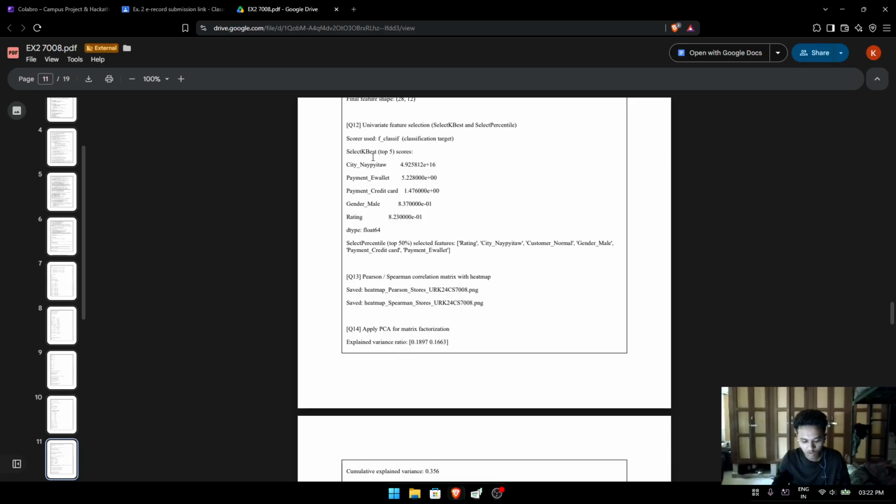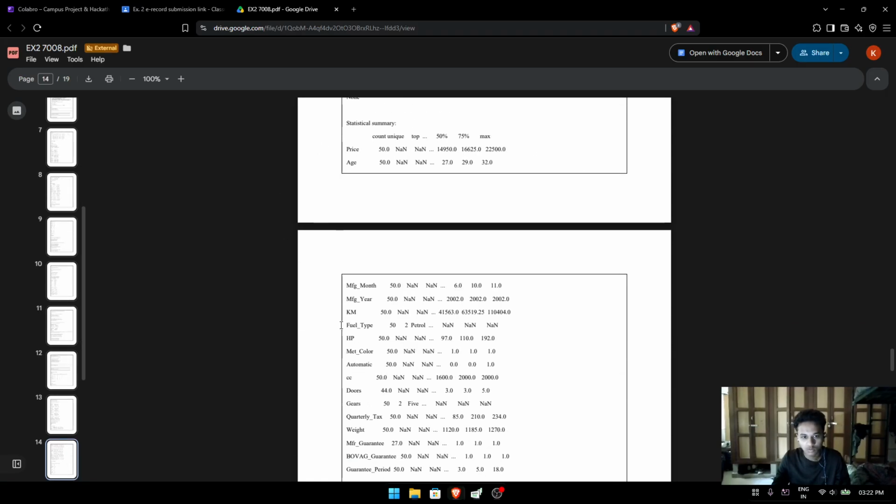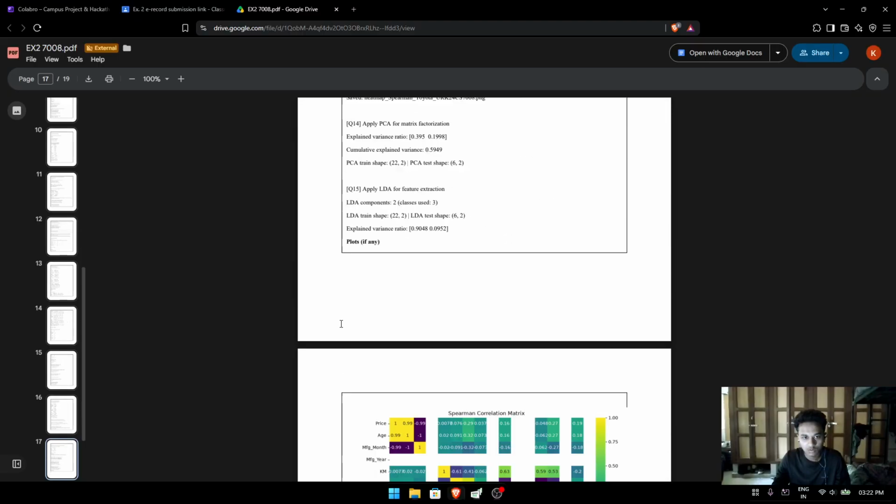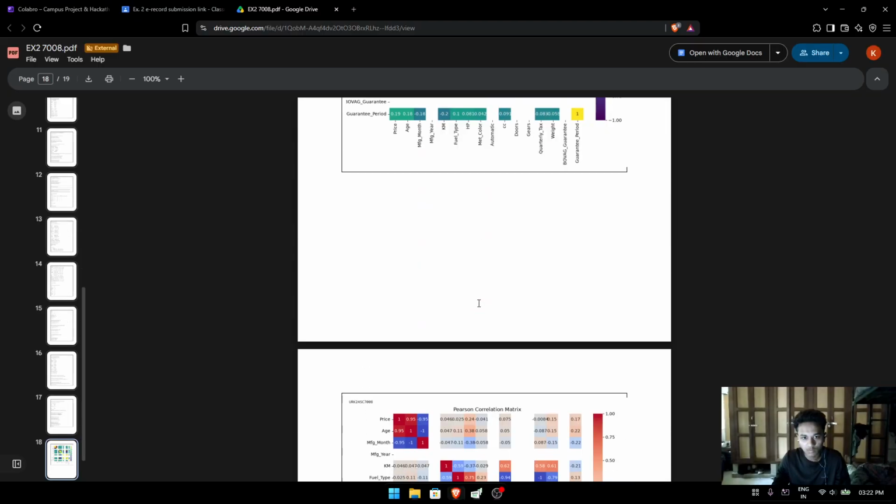The 13th question, I calculate the relationship between features and display them using correlation measurements. So this is a heat map.